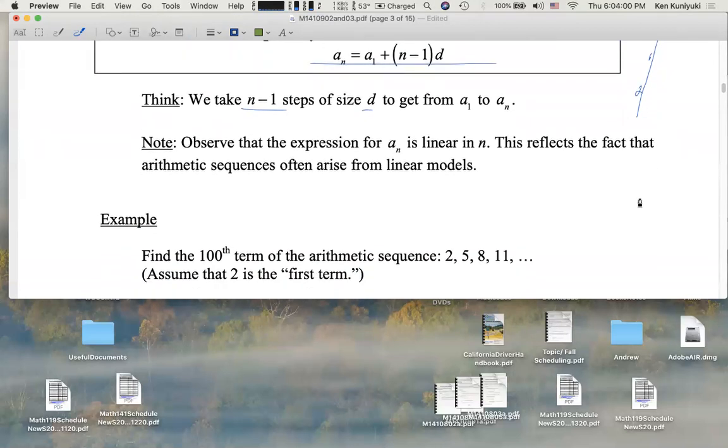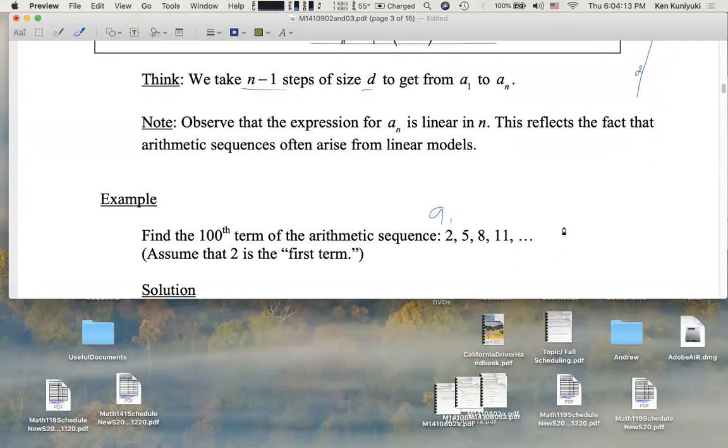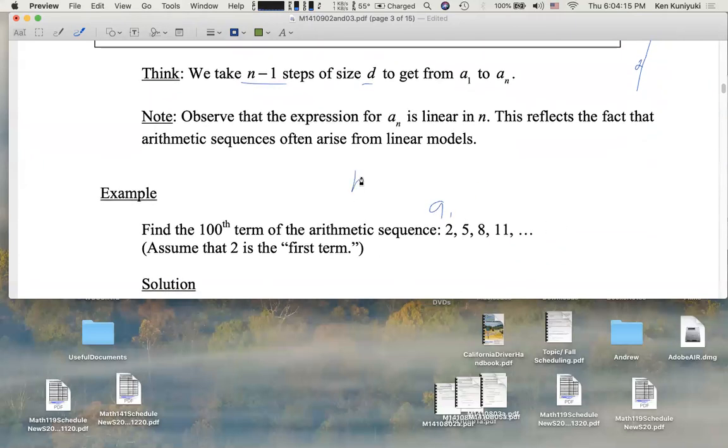All right, example. Find the 100th term of the arithmetic sequence 2, 5, 8, 11, and so forth. That was the first sequence I showed you. Assume that 2 is the first term, meaning a sub 1. Or I should say it starts with n equals 1. I should have said that, really. Well, if 2 is a sub 1, you're looking for a sub 100. Find a sub 100.